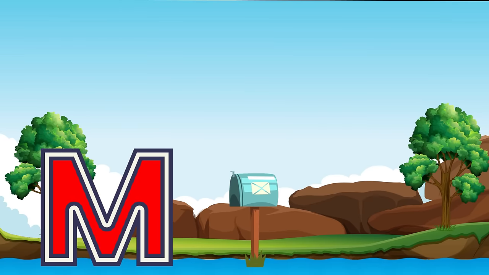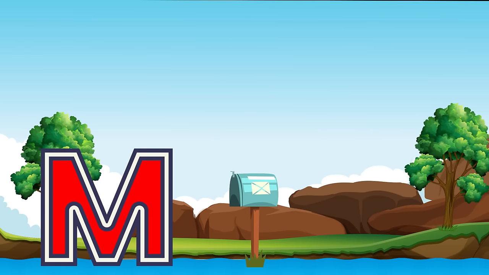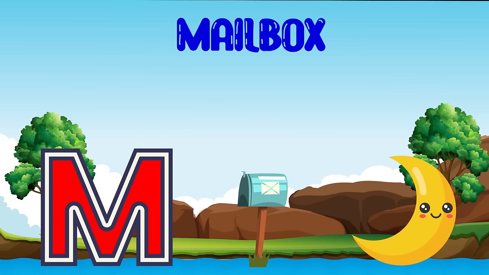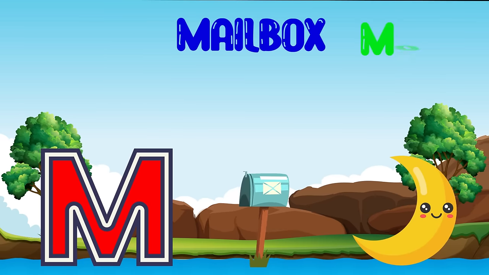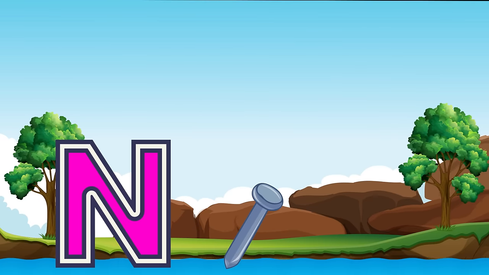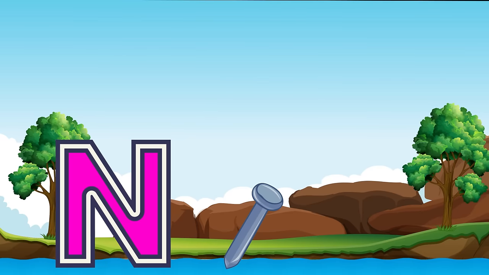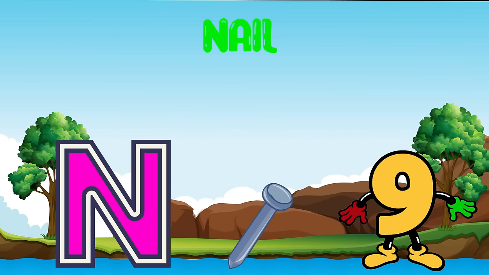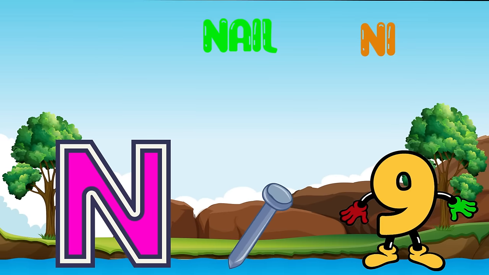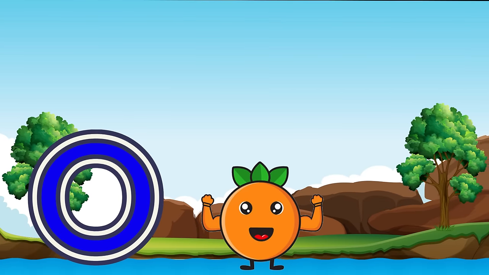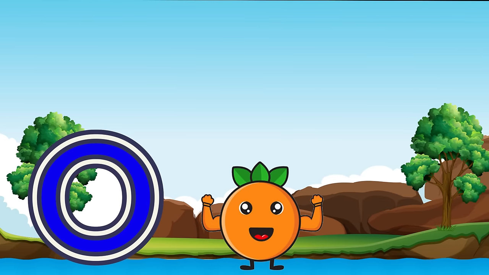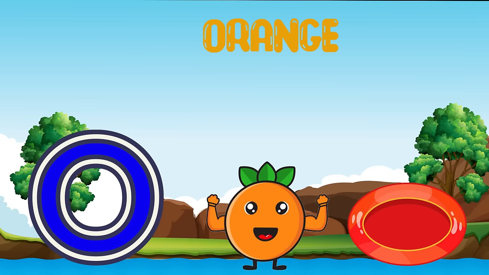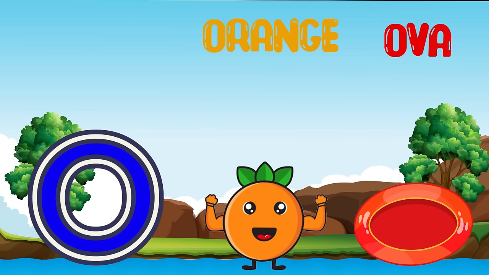M is for mailbox. Mailbox. M is for moon. Moon. N is for nail. Nail. N is for nine. Nine. O is for orange. Orange. O is for oval. Oval.